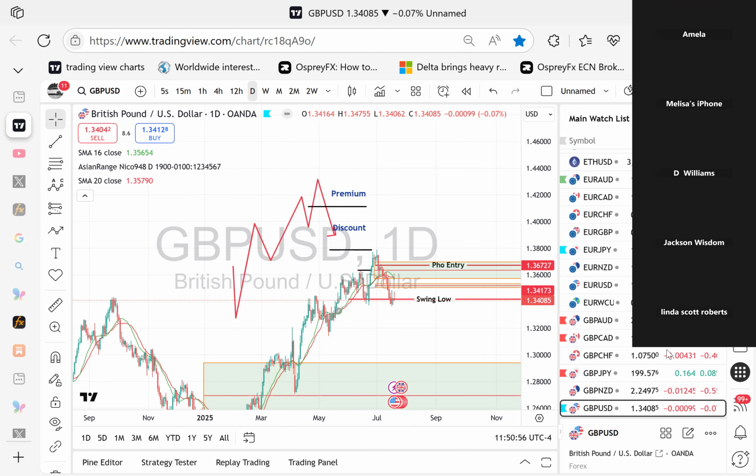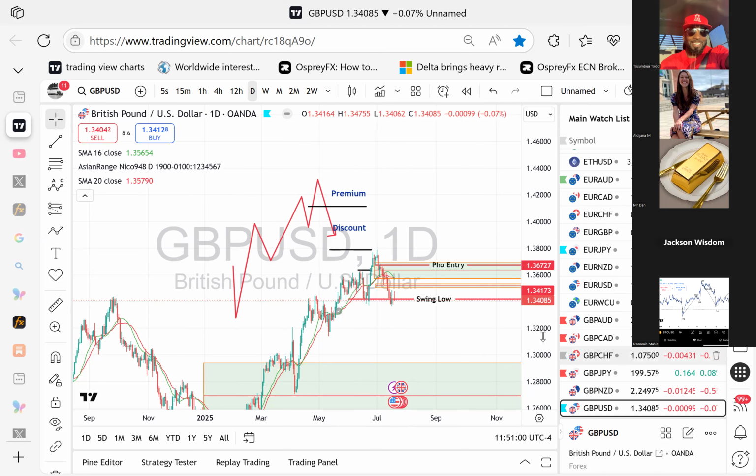Hey, what's going on, Wisdom? Did you take trades this week? Yeah, I took trades on the demo. Did you win? Yeah, it was a win on this GBP. It was a buy win, just a short buy. Can you zoom in your chart?